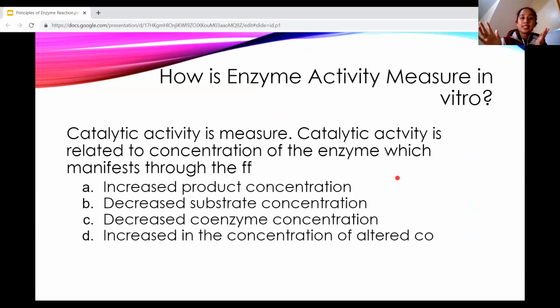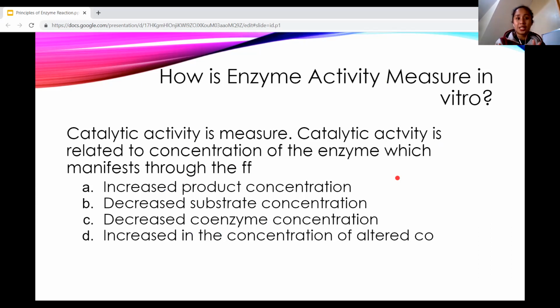So class, in connection with your laboratory, how is enzyme activity measured outside the body? We measure the catalytic activity. The catalytic activity is related to the concentration of the enzyme. Honestly, we do not measure the enzyme as well. The enzyme per se, mahirap i-measure ang enzyme. So ang mini-measure natin is yung catalytic activity. Example, itong apat na to.